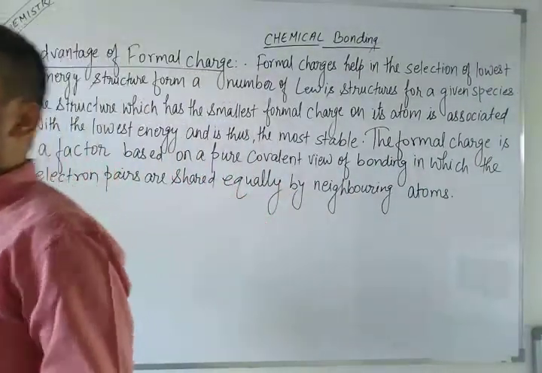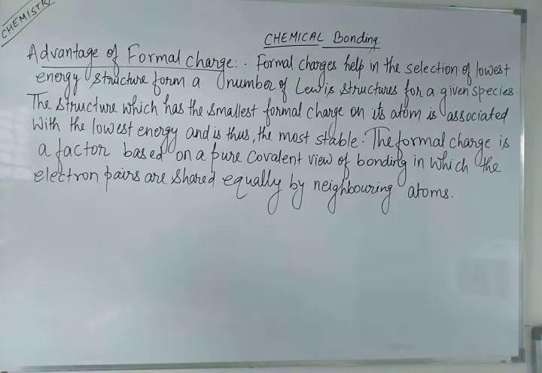See, as I have written on the board, you can just take a click or write in your notebook. Formal charges help in the selection of the lowest energy structure from a number of Lewis structures for a given species. The structure which has the smallest formal charge on its atoms is associated with the lowest energy and is thus the most stable. The formal charge is a factor based on a pure covalent view of bonding in which the electron pairs are shared equally by neighboring atoms.